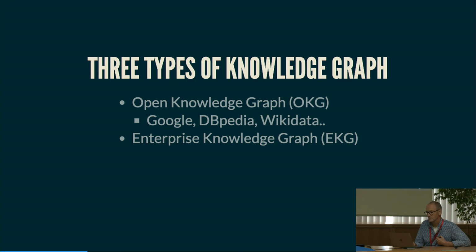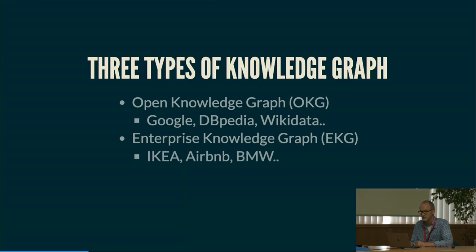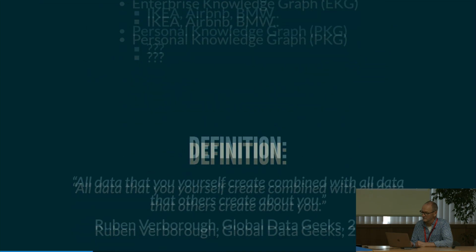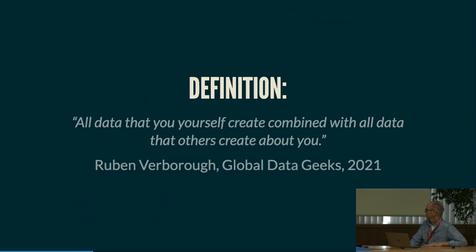So these are quite often closed knowledge graphs, or linked closed data, you might say, which are used by businesses such as IKEA, Airbnb, BMW. There are lots of other examples. In fact, there's now an enterprise knowledge graph foundation. And then the third type of knowledge graph they identify as the personal knowledge graph. But what is that exactly? So one definition from Ruben Verborgh is it's all data that you yourself create combined with all data that others create about you. It's quite a general definition.